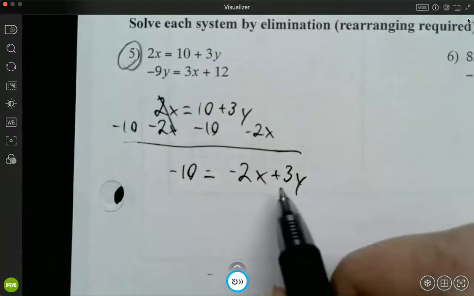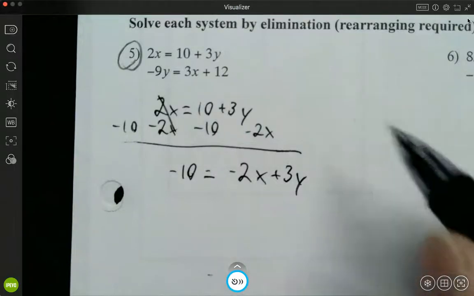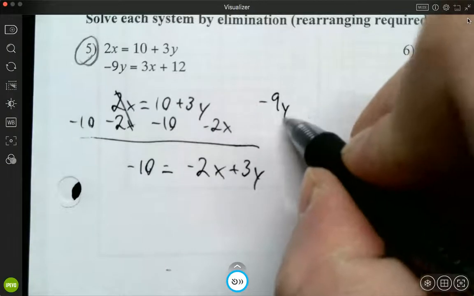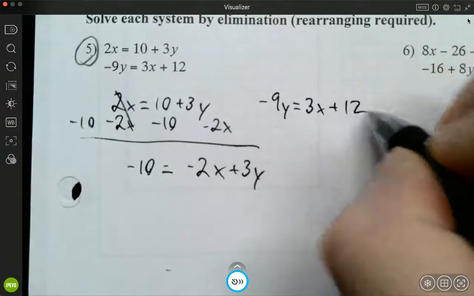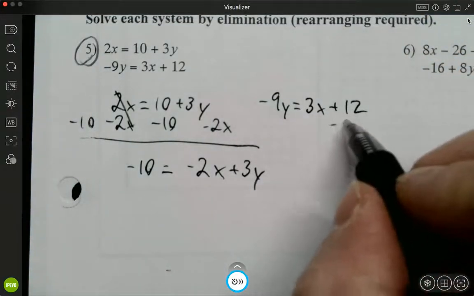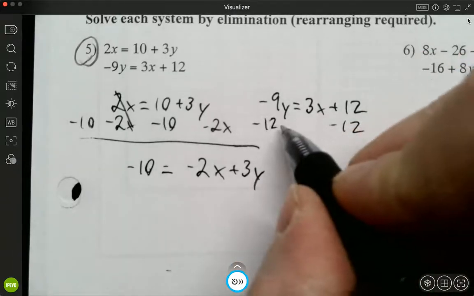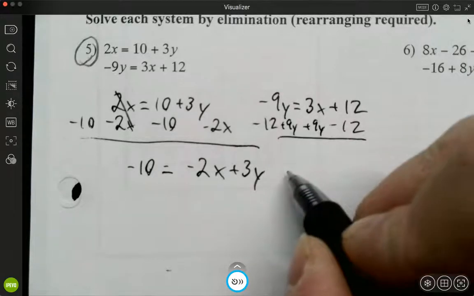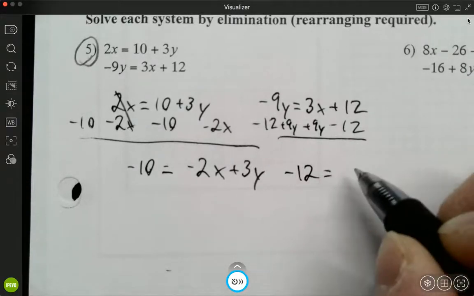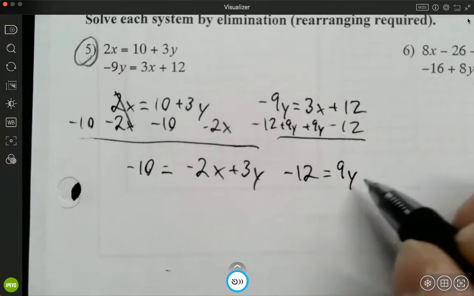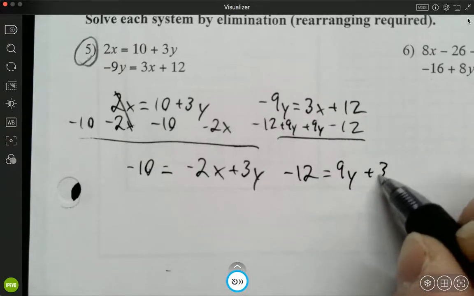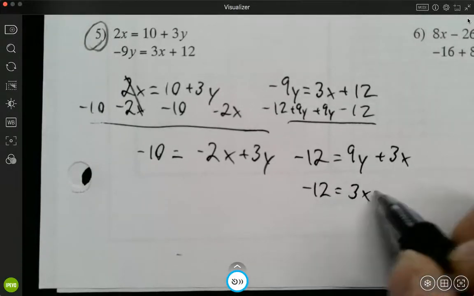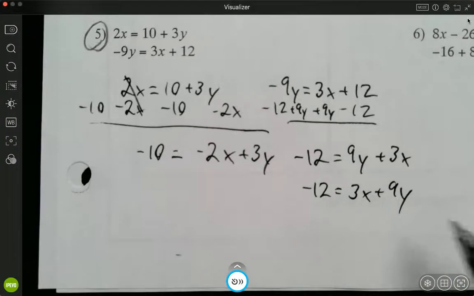I don't know why I did standard form like that. Technically, I probably would want to have the negative 10 there, but it's all good. That's why you don't write in pen when you do math. Negative 9y equals 3x plus 12. All right, I'll bring the negative 12 over here, and I'll add 9y to both sides. So I'm left with negative 12 equals 9y plus 3x. Dang it, I should have never written in pen. This should be negative 12 equals 3x plus 9y to get that to match up.